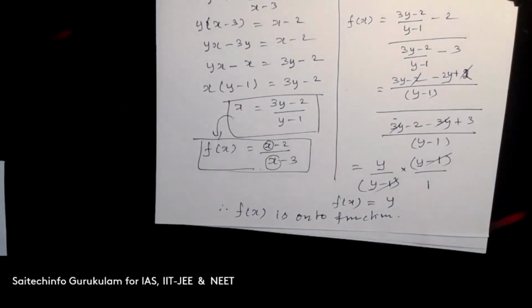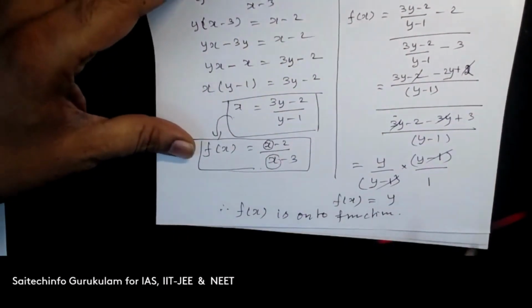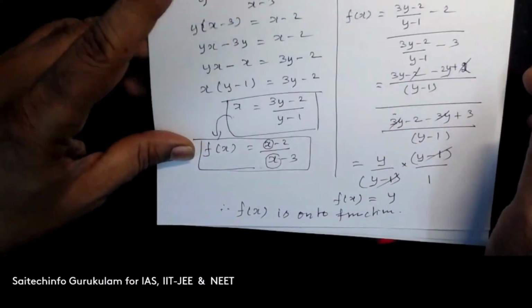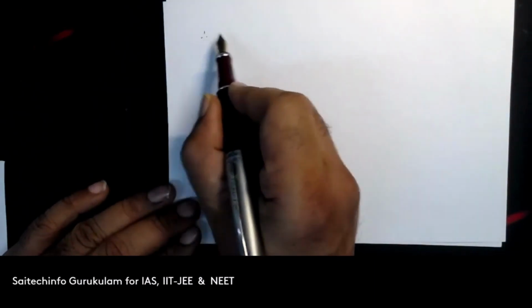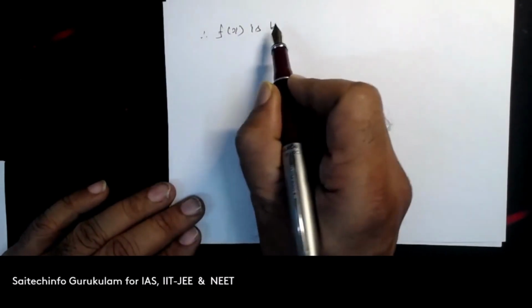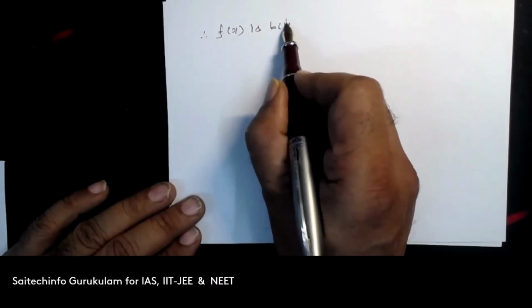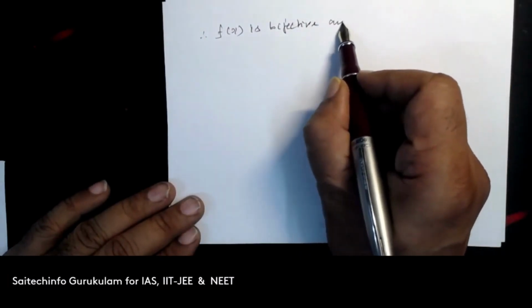Okay, is it clear? Right. So since it is one to one and onto, it is bijective. So that too can be proved here. Therefore f of x is bijective and invertible. If it is bijective, then it becomes invertible.